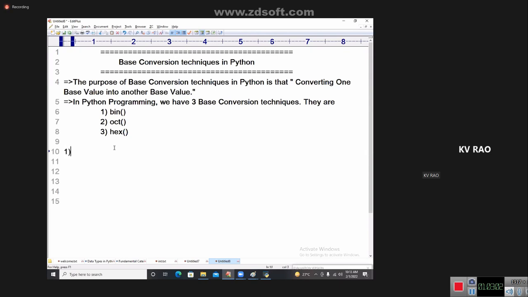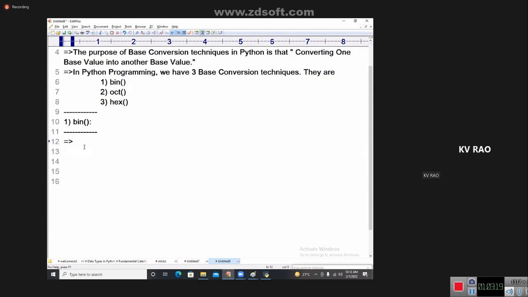The first function I am going to explain is bin of. I'm going to use the function called bin of. Let us start with the bin of function. What is the purpose of this? Let us look at that.